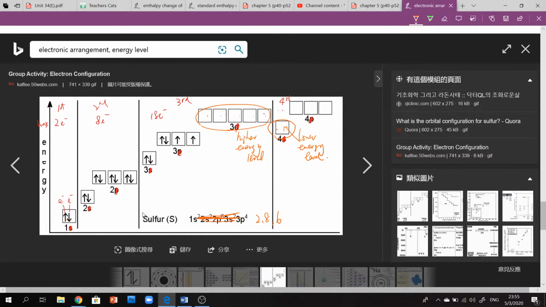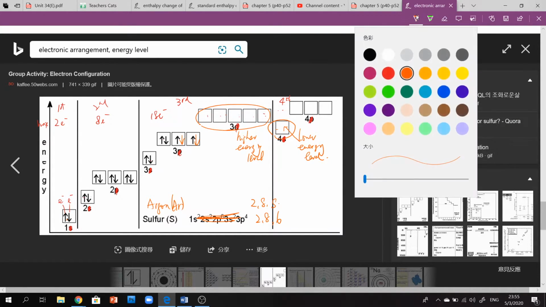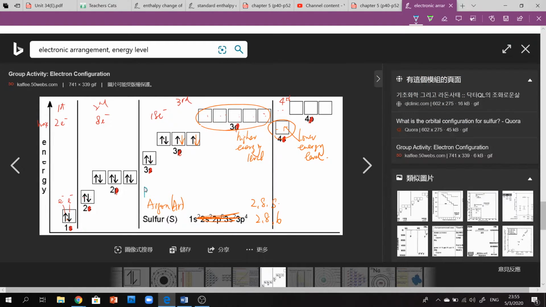And then you jump to another one, which is argon. So what will happen for argon? You need to fill them like this. Okay, so it is 2, 8, 8. So what will happen for the next chemical, potassium, number 19? We've got 18, 19. It's not here, it's here. Can you see that? So it is 2, 8, 8, 1, but not 2, 8, 9.